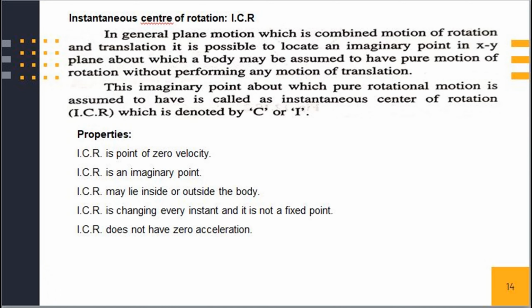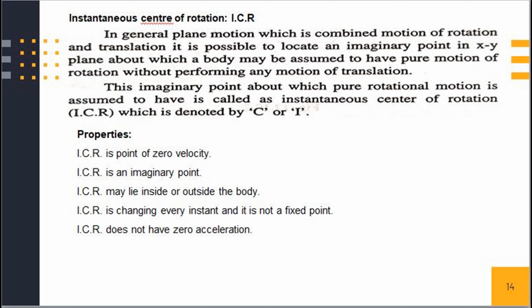Last point of this chapter: the concept of instantaneous center of rotation, ICR. We know that in general plane motion, which is a combined motion of rotation and translation, it is possible to locate an imaginary point in the XY plane about which a body may be assumed to have a pure motion of rotation without performing any motion of translation. This imaginary point is called the instantaneous center of rotation, ICR, which is denoted by C or I.